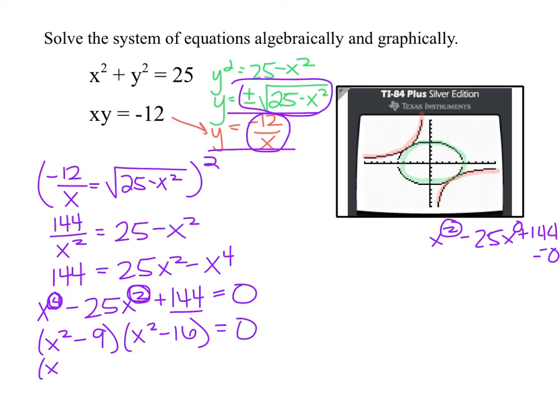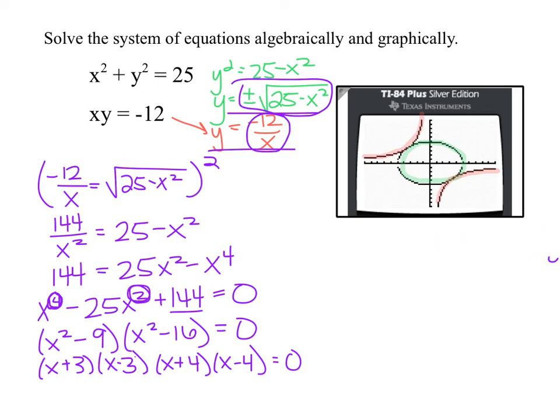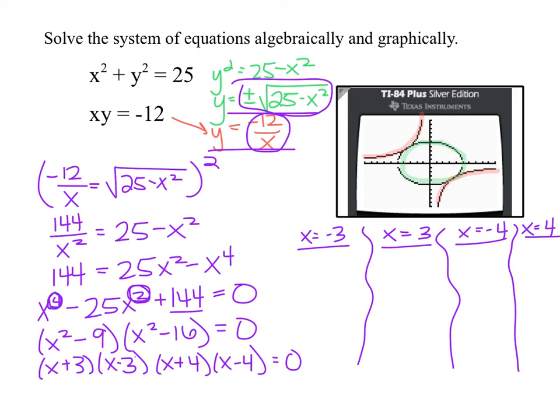This factors to be x plus 3 times x minus 3. Whoops, not 4, 3. And then this factors to be x plus 4 times x minus 4 equals 0. So our x's are going to be, we have 4 of them, x equals negative 3, x equals positive 3, x equals negative 4, and x equals positive 4. So now we just have to find the y values that are associated with each of those x values.